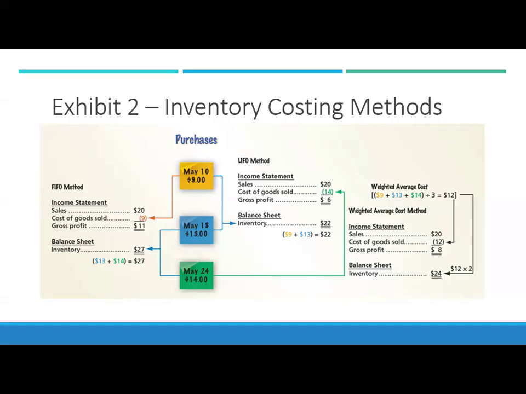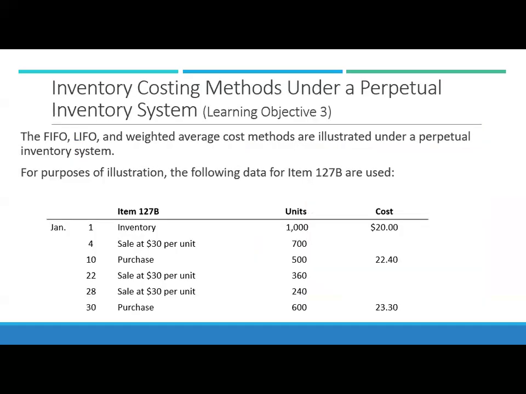And then under the weighted average method, we add up the 9, the 13, and the 14 divided by 3, we get an average cost of 12. And then the cost of goods sold is 12. Ending inventory is 12 times 2, which is 24. And then we're going to go through a bit more of an illustrative example of this.